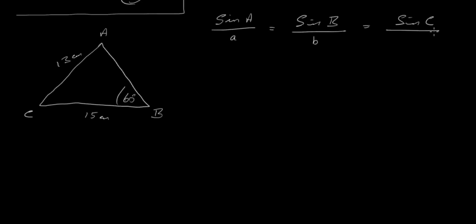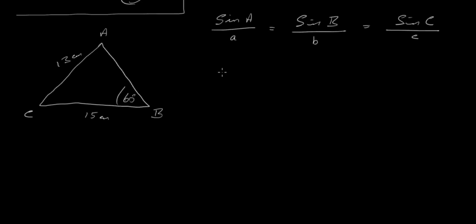Now remember, the sine rule just simply says that the sine of the angle A divided by the length of the side opposite, in this case 15, is going to be equal to the sine of the angle B divided by the length of the opposite side to B, so that would be 13 in this case, and it's also equal to the sine of the angle C over the length of its opposite side, this side here. So we can use any pair of these fractions to work out any particular angle or side. So I'm going to try and find this angle here.